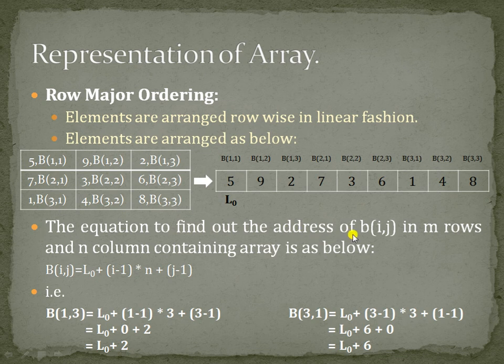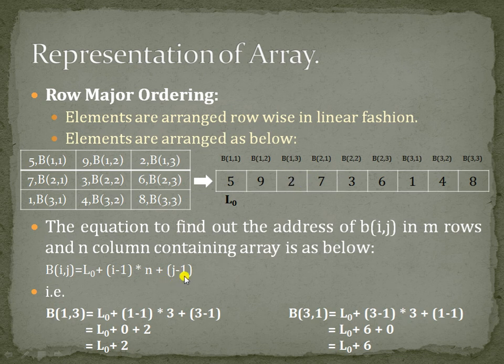The equation to find the address of Bij in an array containing m rows and n columns is as below. B of ij is equal to L0, where L0 represents the base address of the array, that is the starting address, or the address of the first element. So B of ij is equal to L0 plus (i minus 1) into n, where n represents the number of columns, plus (j minus 1).